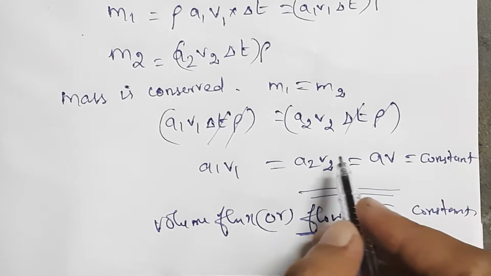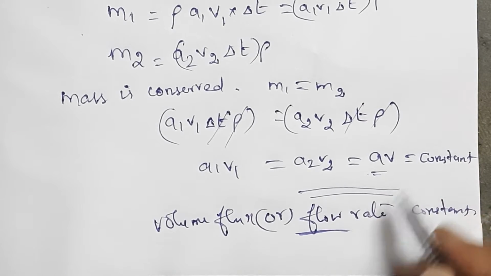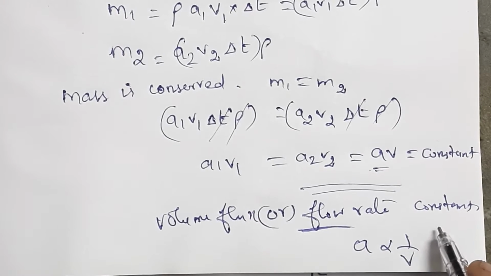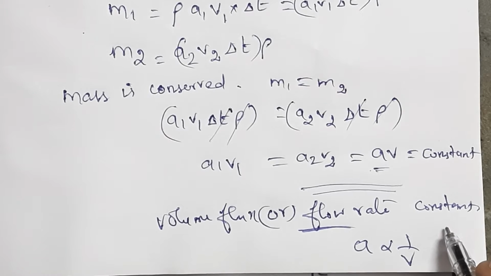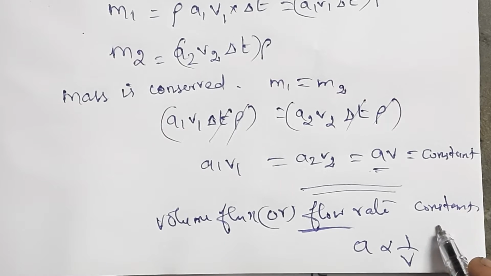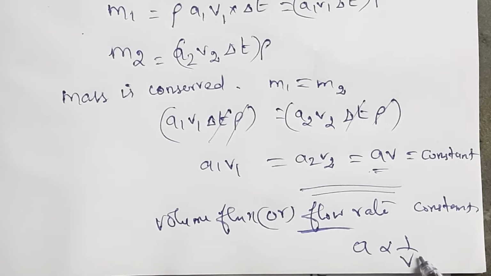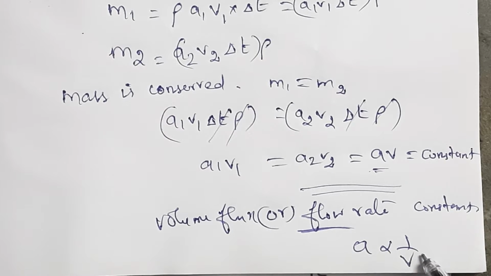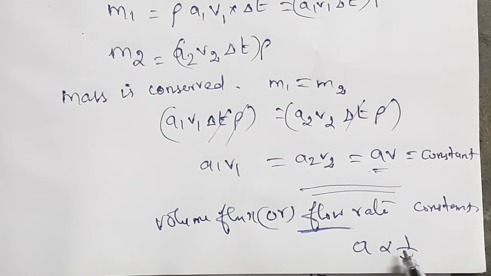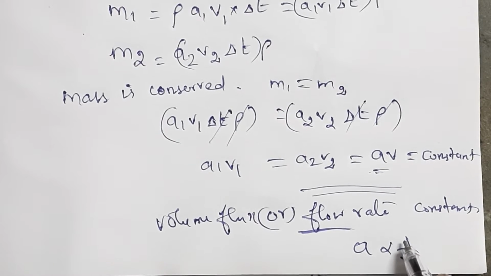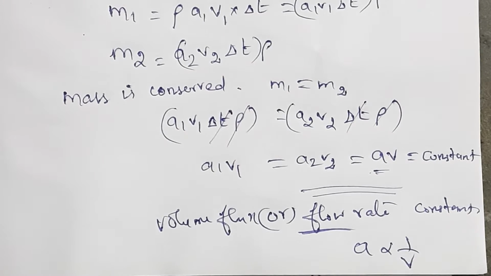What do you understand from this formula? A is inversely proportional to V. It means that the smaller the area of cross section, the greater will be the velocity of the fluid. So this is about the equation of continuity.